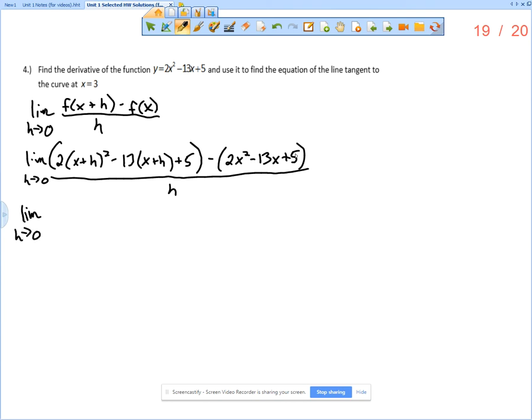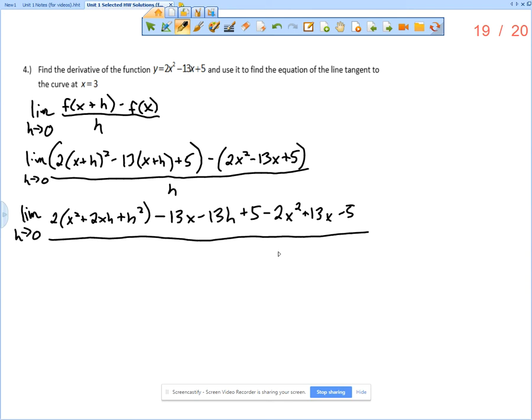So first of all, I need to multiply this stuff out so that all of this stuff here, 2x squared minus 13x plus 5, will subtract out. So first of all, I have the 2 times x plus h squared. That would be x squared plus 2xh plus h squared. So we're going to distribute that 2, minus 13x minus 13h plus 5. And then remember, I put these parentheses here so that we would remember to distribute that negative 2, so minus 2x squared plus 13x minus 5. All of that divided by h.